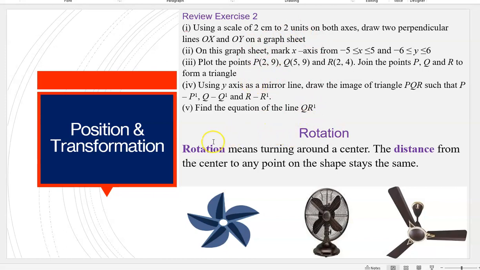Then we come to rotation. Rotation means turning around a center; the distance from the center to any point on the shape stays the same. So these are a few examples of rotation.